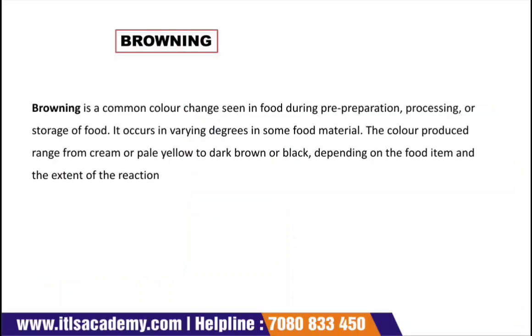In the later part we are going to discuss how many types of browning reactions there are. Before going into that, let us understand the definition. Browning is a common color change seen in food during preparation, processing, or storage of food. It occurs in varying degrees in some food material. The color produced ranges from cream or pale yellow to dark brown or sometimes black, depending upon the food item and the extent of the reaction.